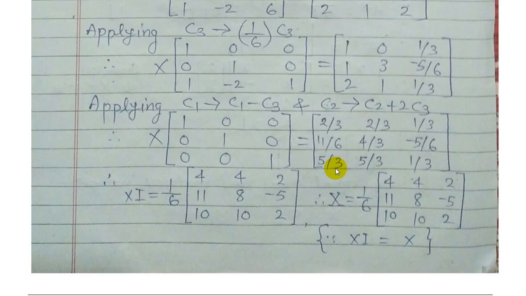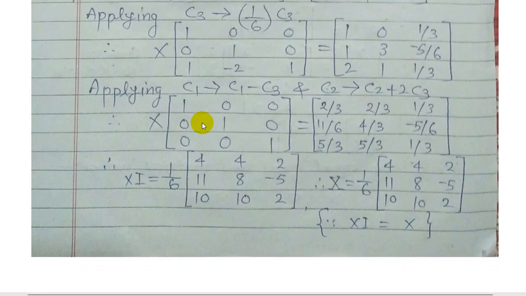After that, this matrix is converted into an identity matrix. Therefore X into I equal to, taking 1 by 6 common here. So we get 1 by 6 common, meaning make each denominator 6 because the LCM of 3 and 6 is 6. So 1 by 6 common, we get here 4, 4, 2, 11, 8, minus 5 and 10, 10, 2. Therefore X equal to 1 by 6, 4, 11, 10, 4, 8, 10 and 2, minus 5, 2. Since X I equal to X.